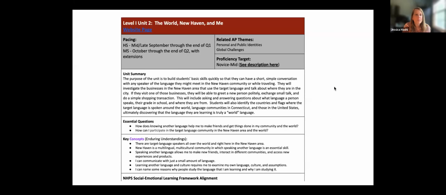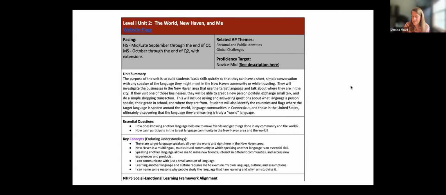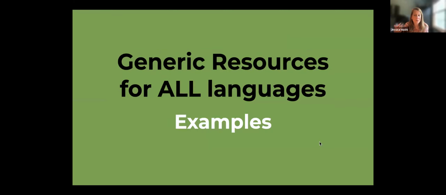On the unit plan itself, you'll see this is your traditional format, and it has a lot of words. But if teachers read through all this, they'll certainly get a good overview of what the unit is about. We have a summary that you could share with parents and students. We have key concepts because that's something the NEASC organization wants to see. So we've got those generic resources for everyone, and I'm going to give you a few examples now.